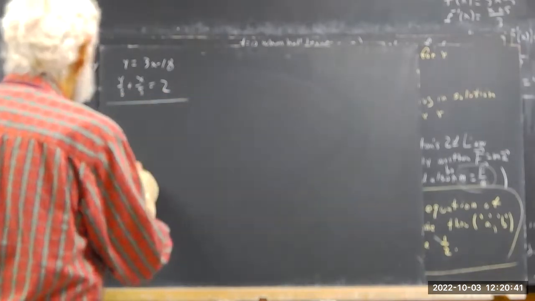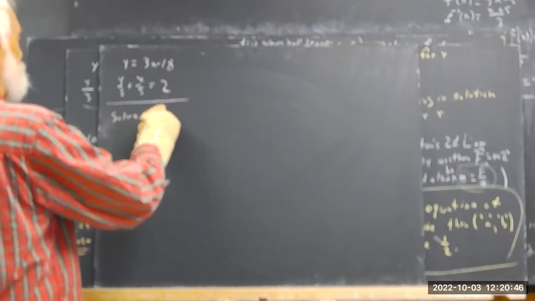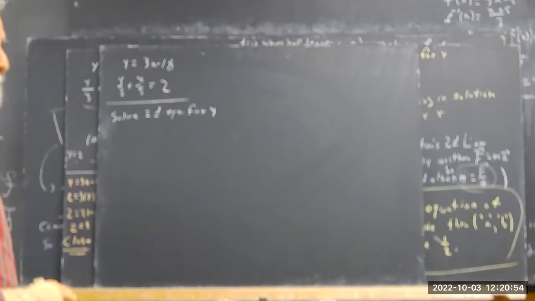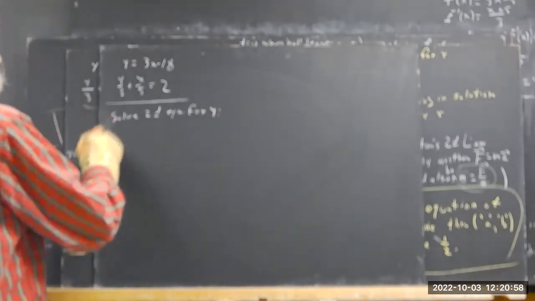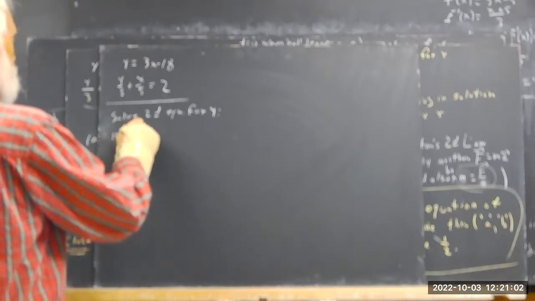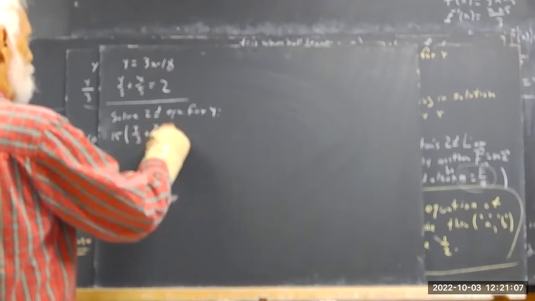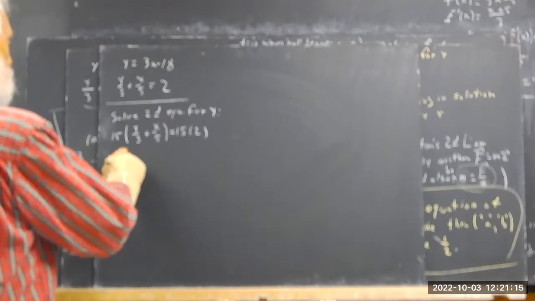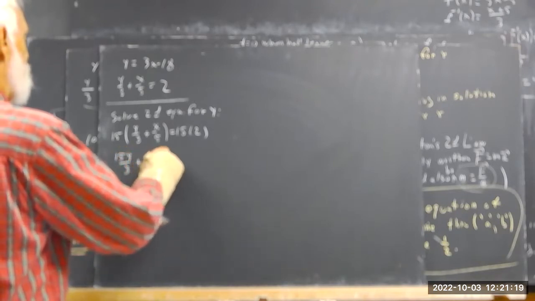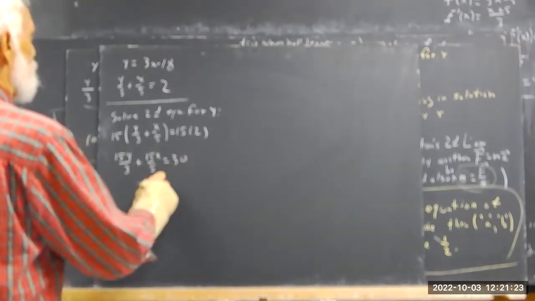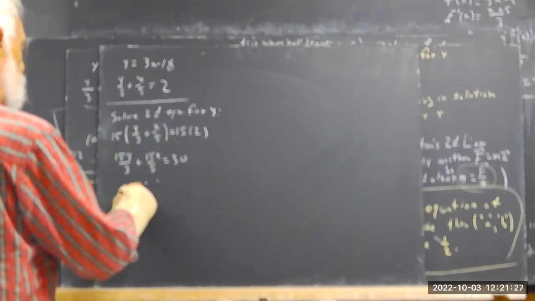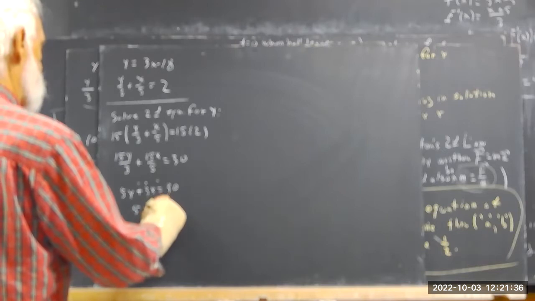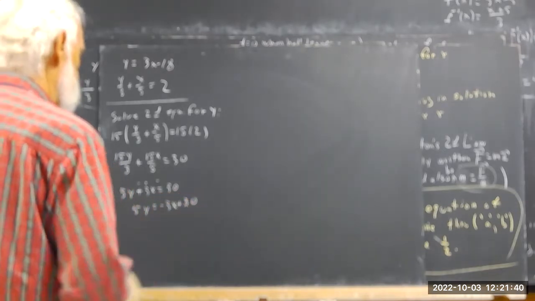Now, I'm going to solve the second equation for y. I'm going to multiply both sides by 15, that's the least common denominator. And I get this, after some steps that you should really go through, I get 5y plus 3x equals 30. Skipping all kinds of steps that you should be able to fill in.